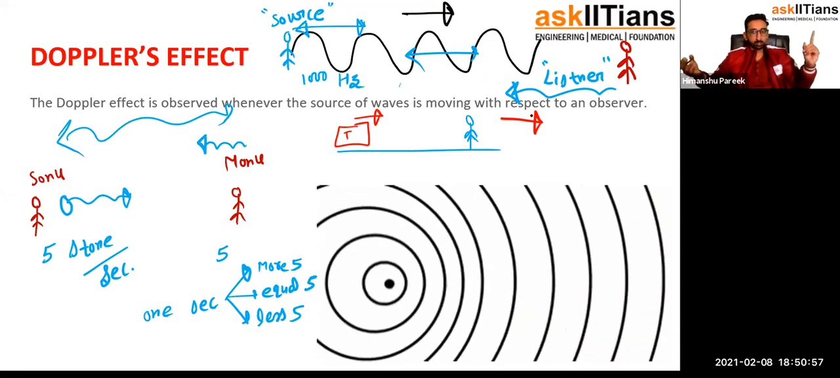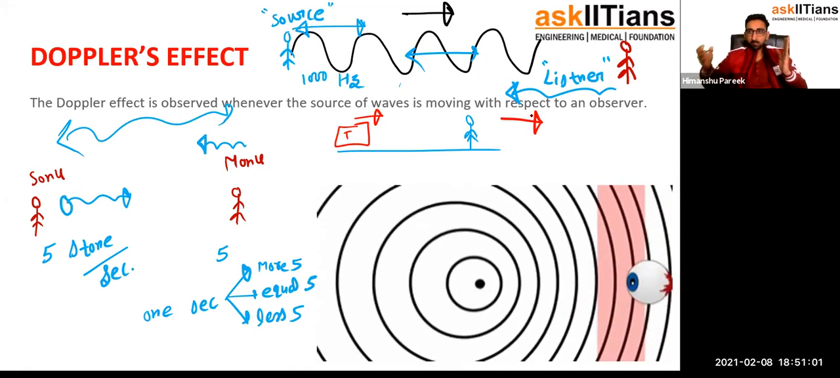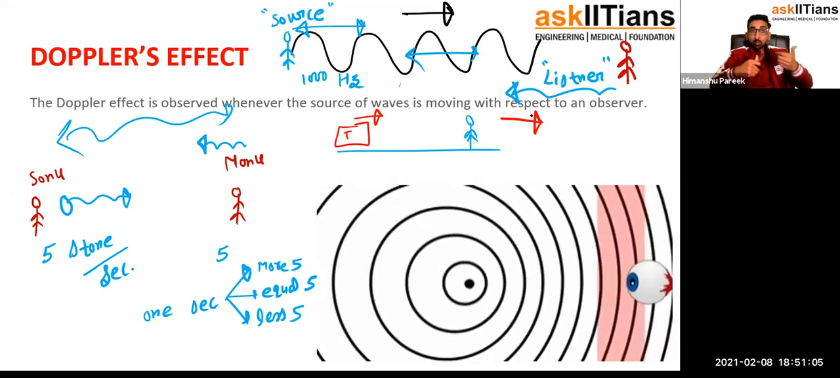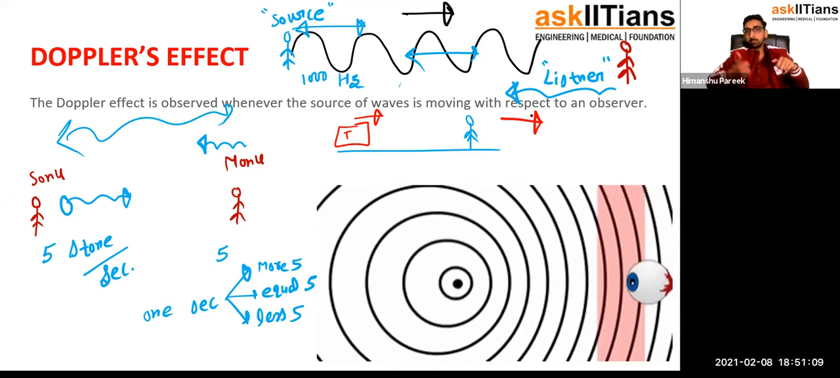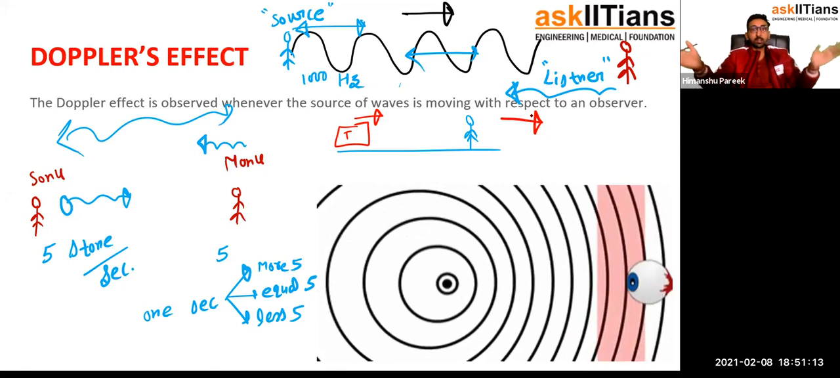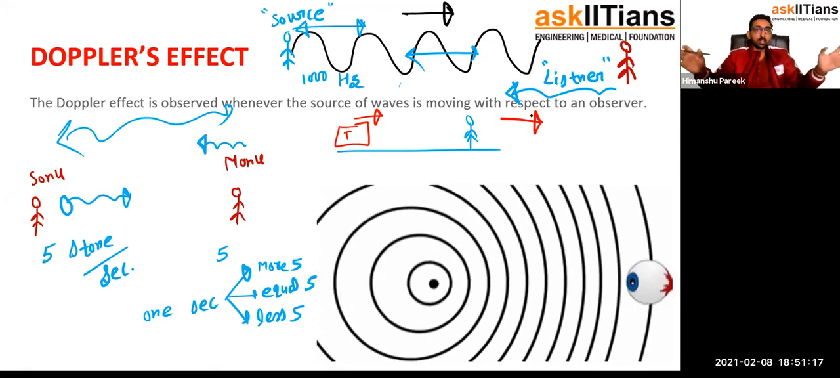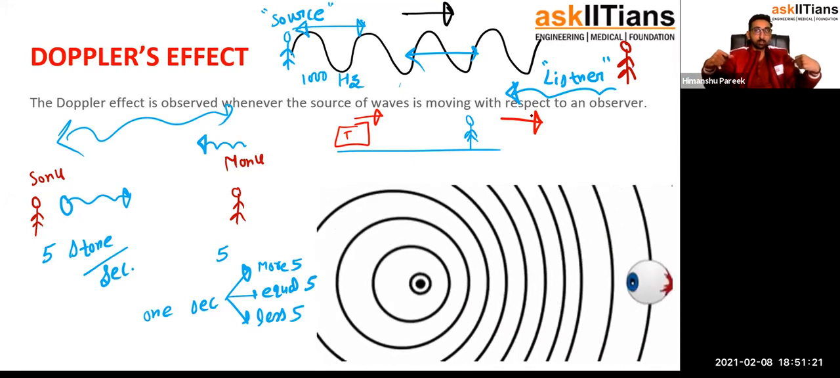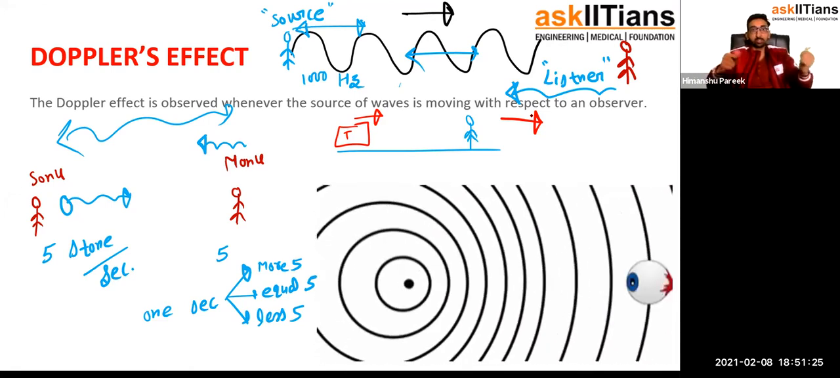So one point: when the source moves towards the listener, frequency increases. When the listener moves towards the source, frequency increases. If the source goes away from the listener, frequency decreases. If the listener goes away from the source, frequency decreases. So that is what we call the Doppler effect. Got my point? That's what we define as the Doppler effect: the change in the frequency of sound when either source or observer moves with respect to each other.